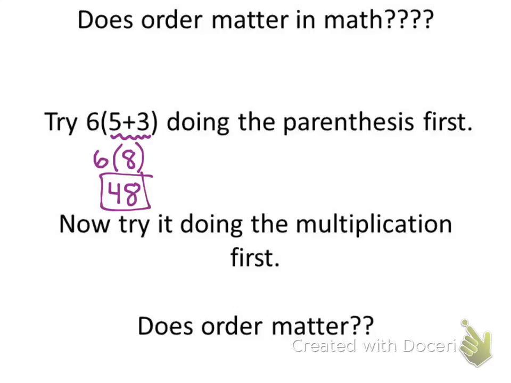What if instead, though, I wanted to multiply the 6 and the 5 first? What's 6 times 5? 30. So you could argue that it's 30 plus 3, right? And then that would give you 33. So does order matter? Yes, it does. It definitely does. Which one of these is right? Does anyone know? The top one. Yeah, you want to do the parentheses first.